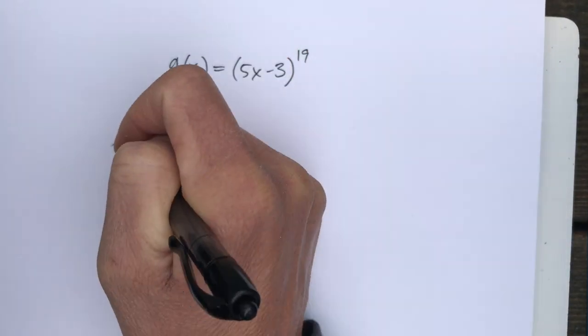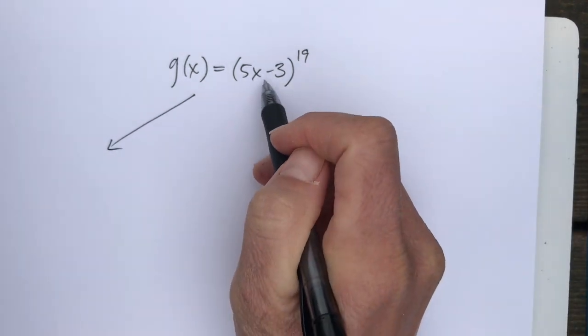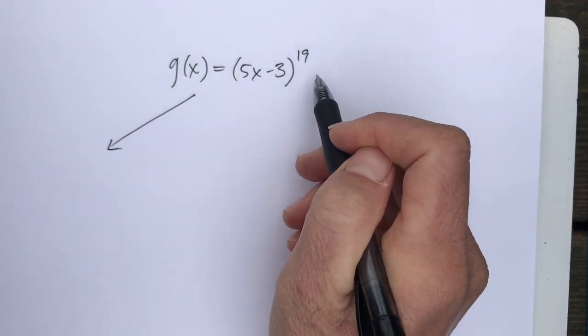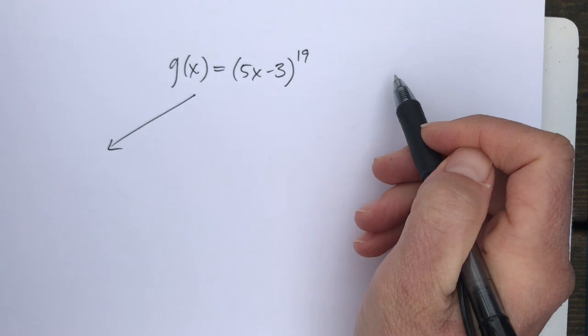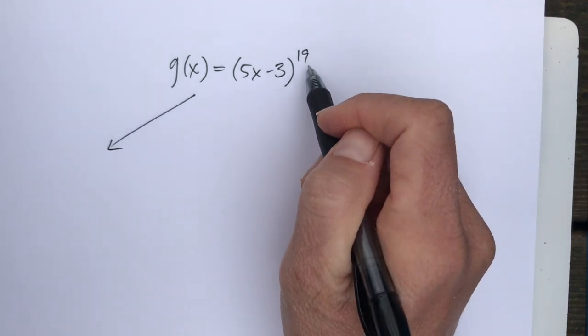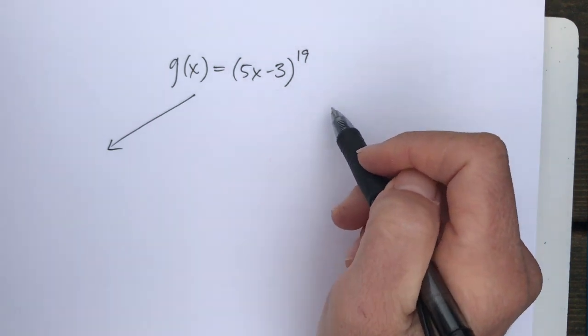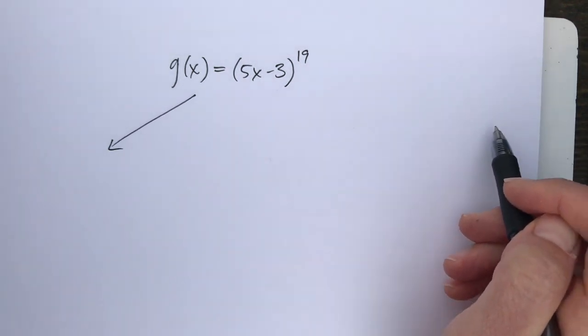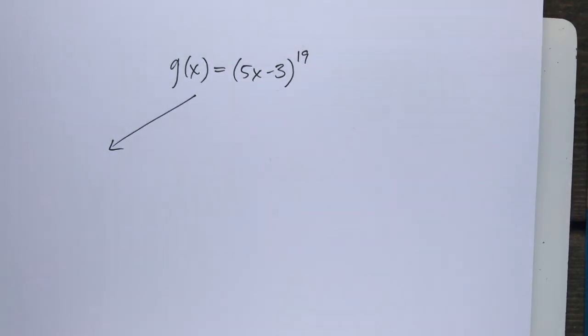Now, if we go into that world without the chain rule, I have to take 5x minus 3 times 5x minus 3 times 5x minus 3. Keep multiplying by 5x minus 3, 19 times. Foil all that out. And then I can take the derivative using our old shortcut.